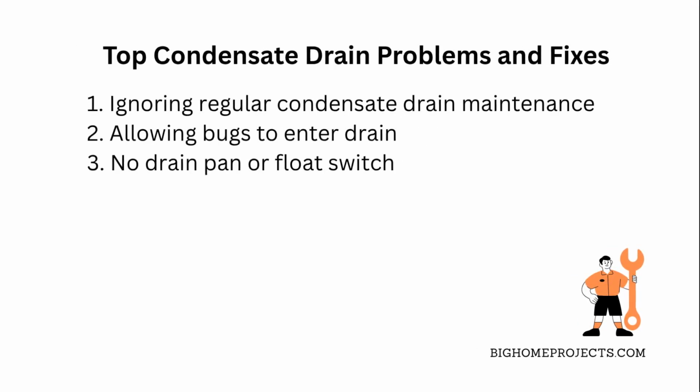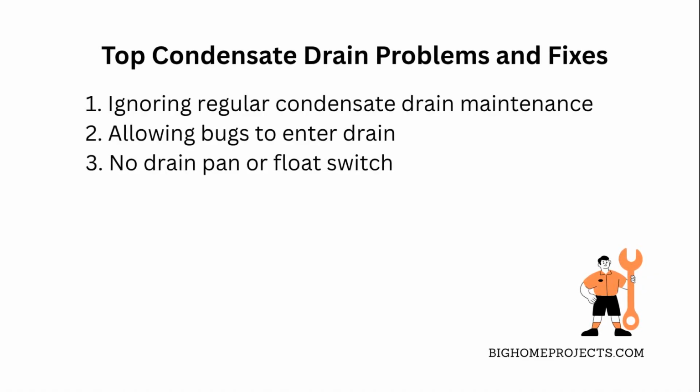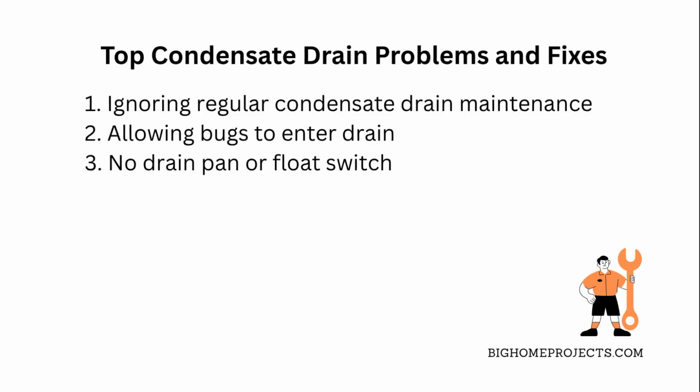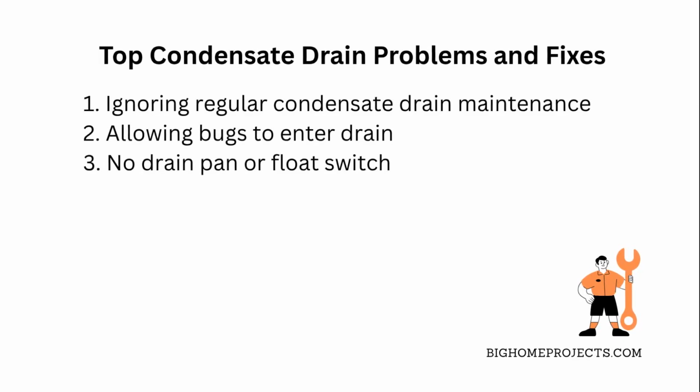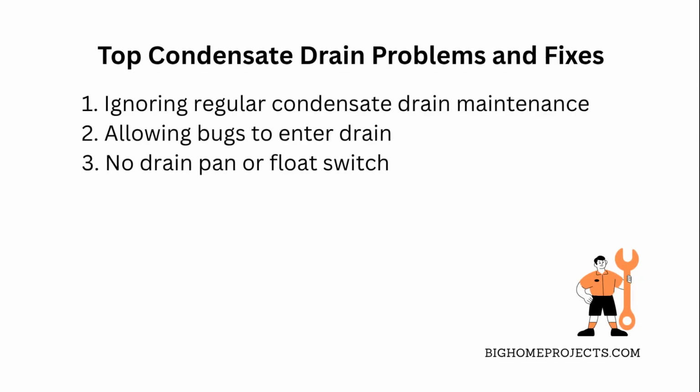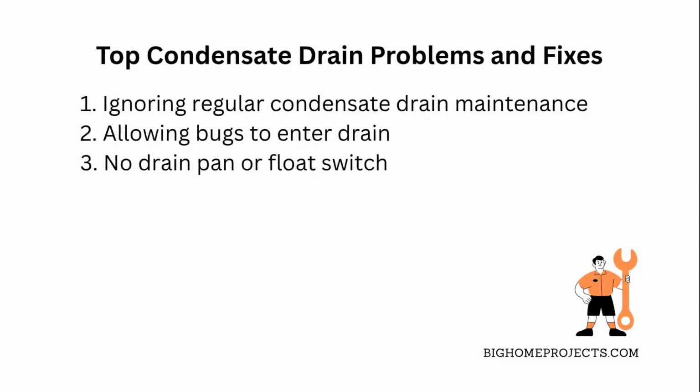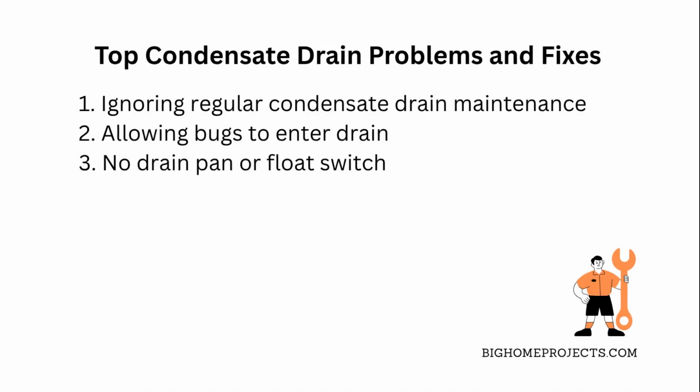One of the biggest mistakes people make with condensate drains is ignoring regular maintenance, which leads to rust and debris buildup that blocks water flow. Fix this by scheduling periodic cleanings and inspecting the drain line. Another common issue is letting bugs and critters get inside the drain, causing nests and blockages. Sealing off entry points and using insect repellents can help stop this.